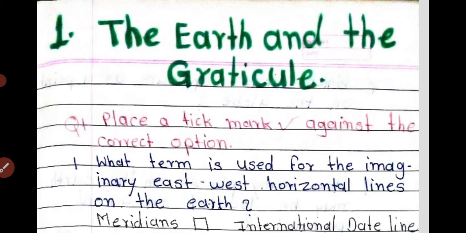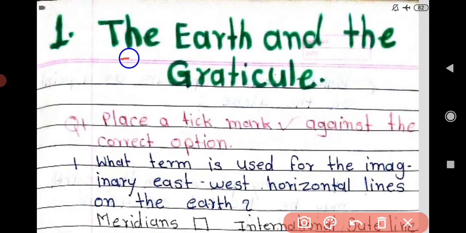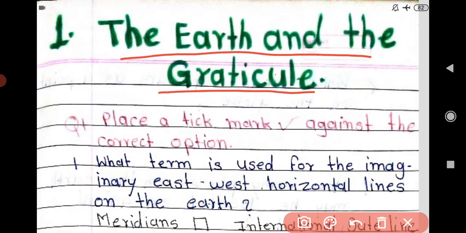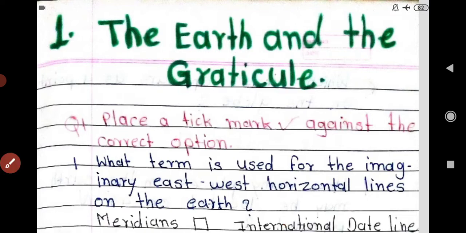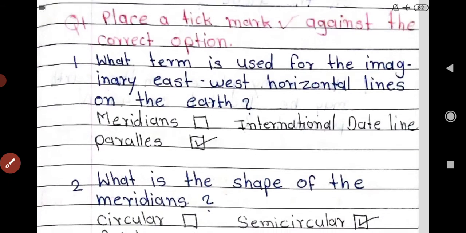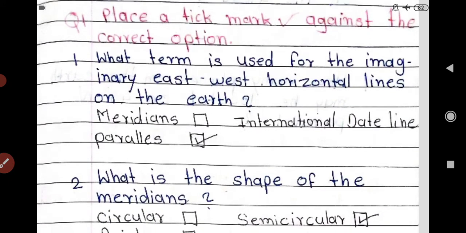Dear students, this is our first lesson of geography, the earth and the graticule. Already three parts of explanation I have uploaded on our channel and I am sharing the link in the description box. You will get these videos to see, and after watching them it is easy to solve the exercise. Our question number 1 is to place a tick mark against the correct option. Options are given here and we have to tick against the correct option.